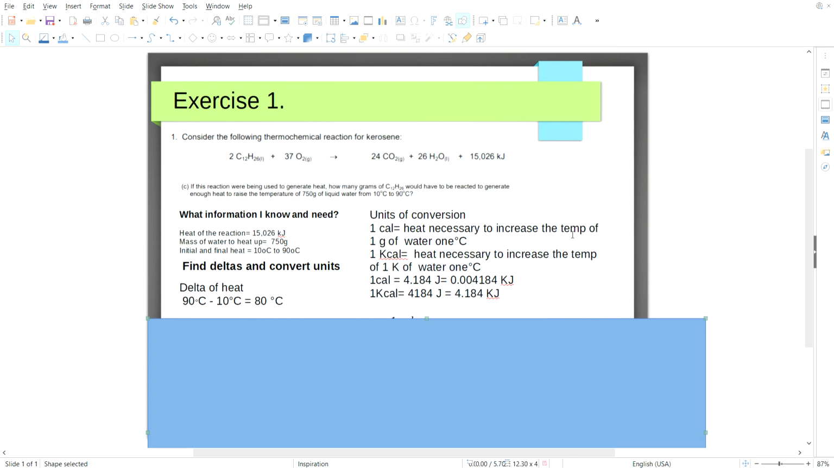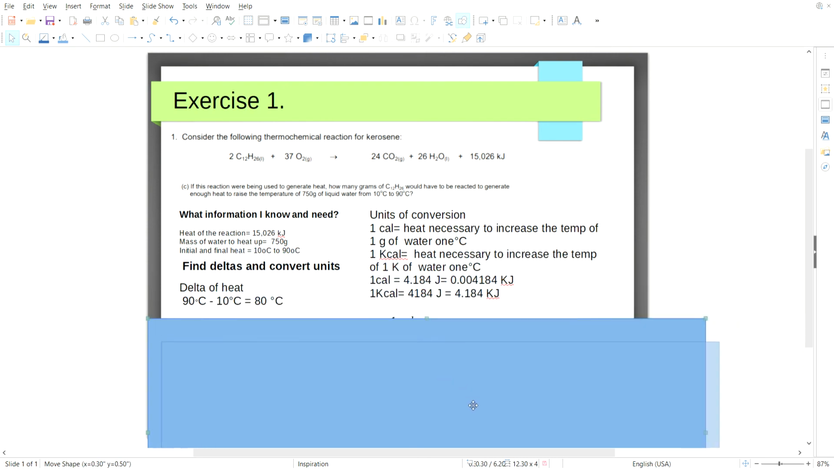And now let's check how they are related to kilojoules and joules. 1 calorie has the following equivalence to joules: 4.184 joules, or this is the equivalent in kilojoules. In the case of a kilocalorie, this is the equivalence of a kilocalorie in joules, and this is the equivalent of a kilocalorie in kilojoules. Remember, guys, 1 kilocalorie equals 1000 calories, as 1 kilojoule equals 1000 joules.